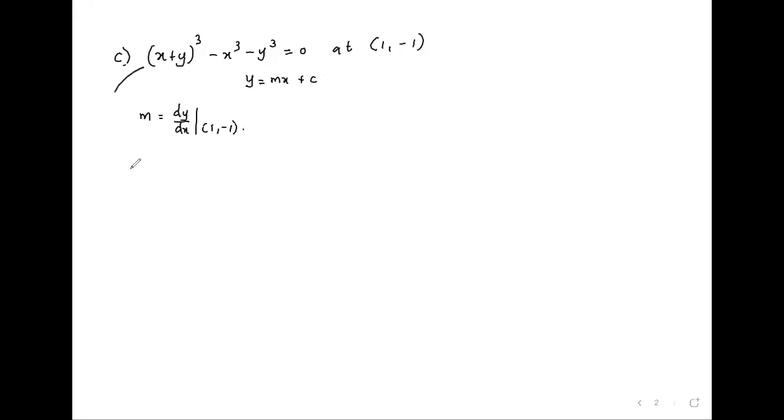Now to look for dy/dx from this function, we differentiate using implicit differentiation. So we drop the power and we get 3 times (x plus y), and this will be power 2 now. Using chain rule, you go inside and differentiate x, it will give us 1. Differentiate y, you get 1. And then multiply the 1 by dy/dx.